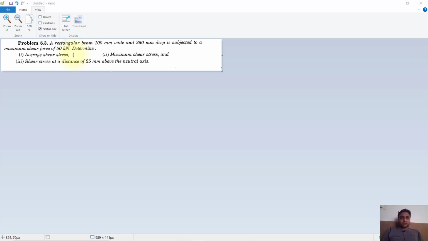Hello, today we will discuss shear stress at the neutral axis and at different distances above the neutral axis. This is problem number 8.3 taken from RK Bansal.